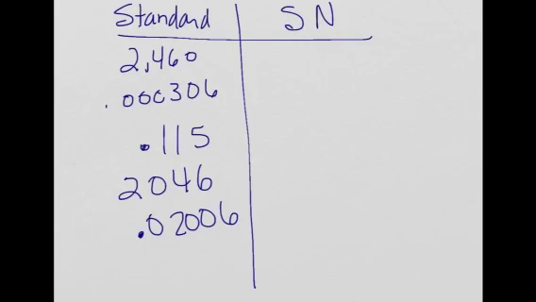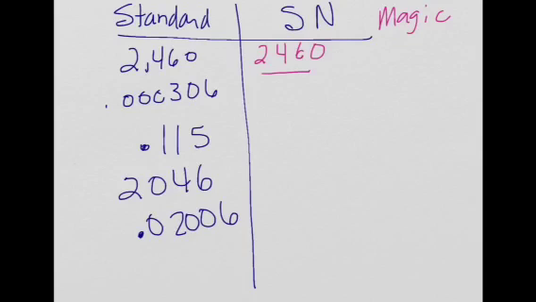Now we're going to practice moving from standard to scientific notation. And this is where you're going to use your magic pencil. Because the first part of our answer has to be a number that's between 1 and 9.99. So we have to decide where we want to put that decimal.